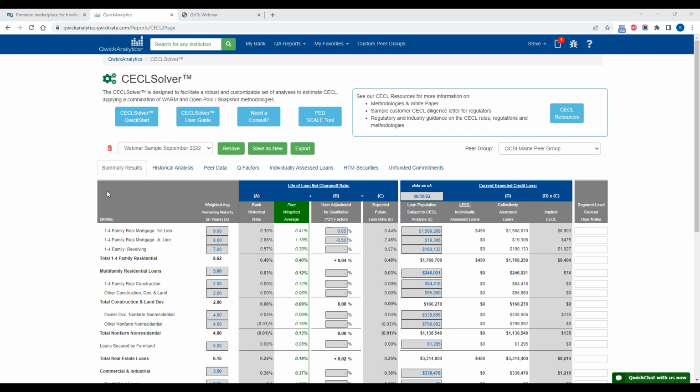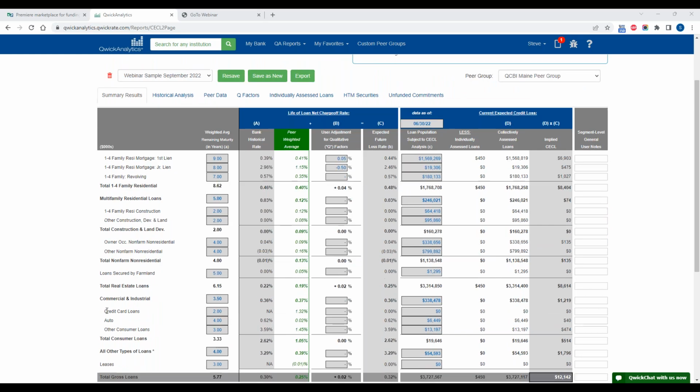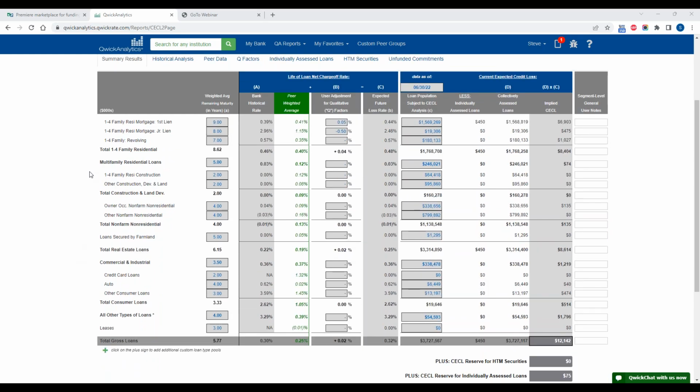We picked a sample institution for today. It's a larger community bank out of the Northeast. But the first thing that you'll notice when you pull up the tool is how we've segmented the loan portfolio. As Sean mentioned, the call report is the way that we organize the segmentation, at least by default.